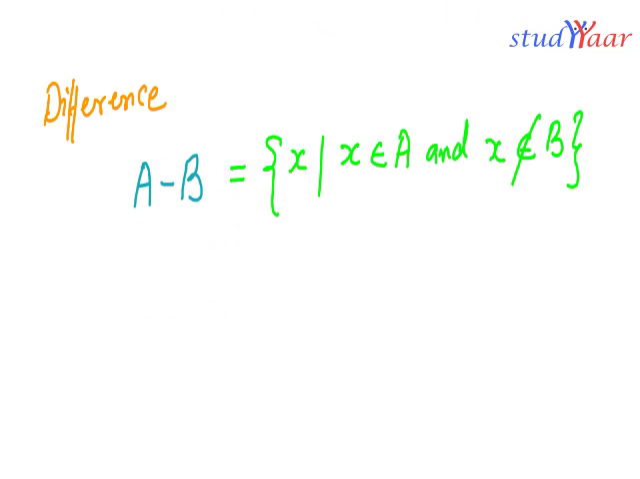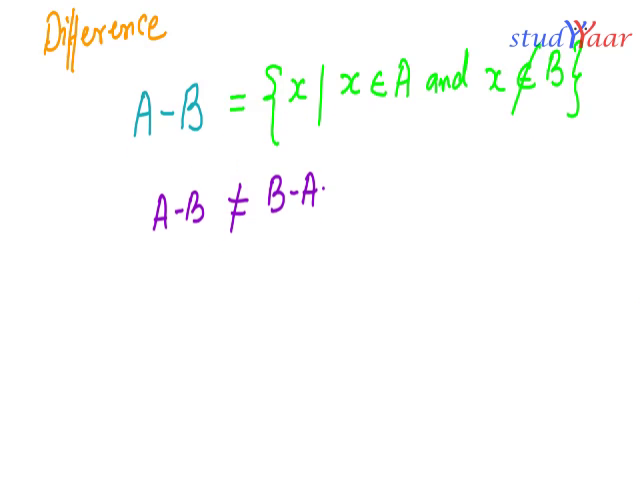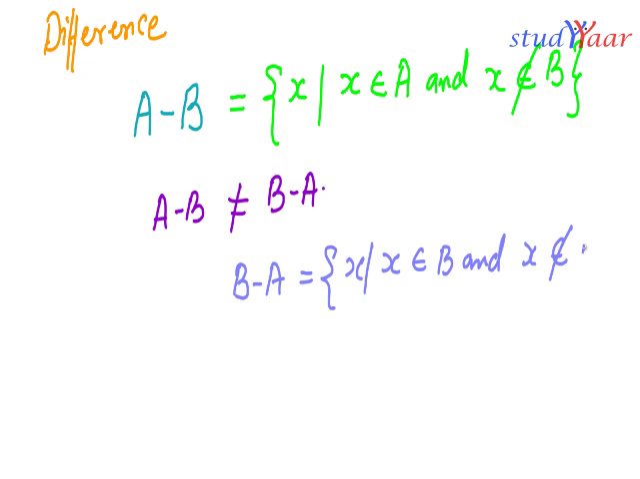Just realize that A minus B over here is not equal to B minus A, because your B minus A is going to be what? Your B minus A is this: X belongs to B and X does not belong to A.